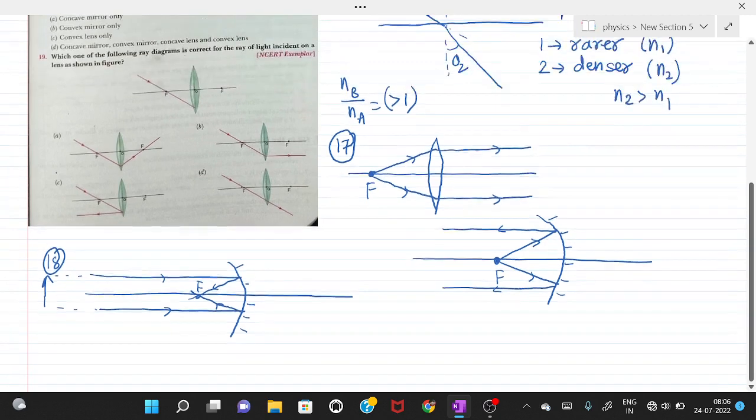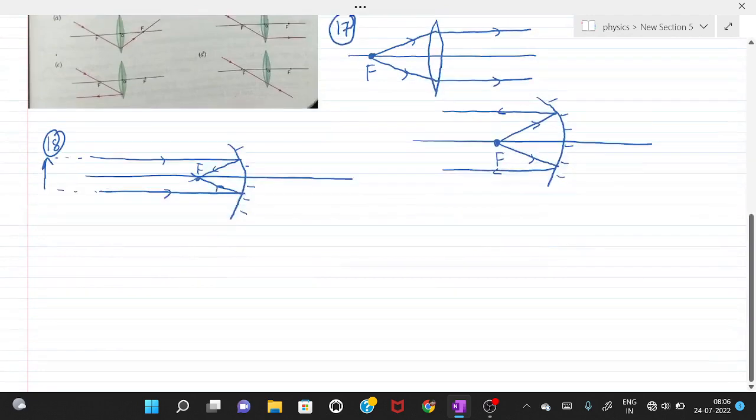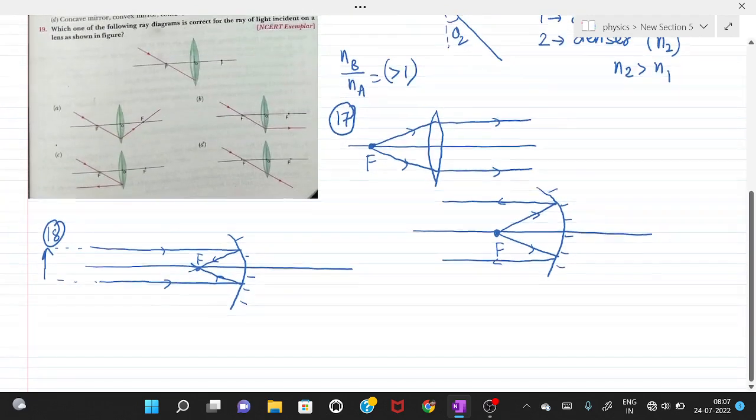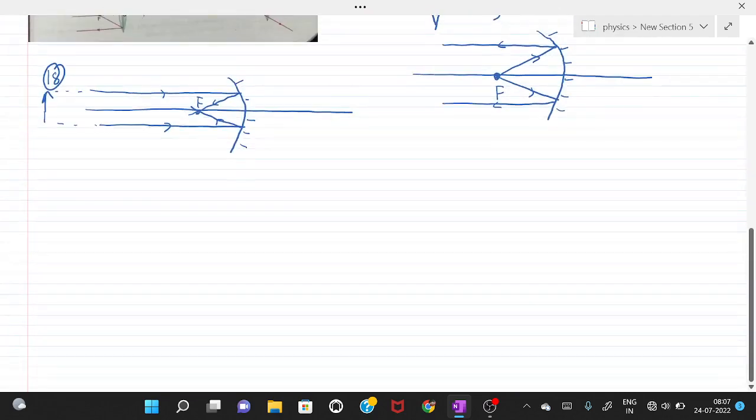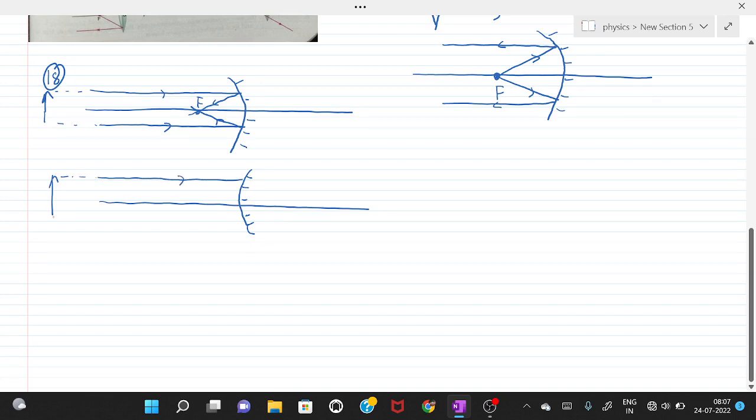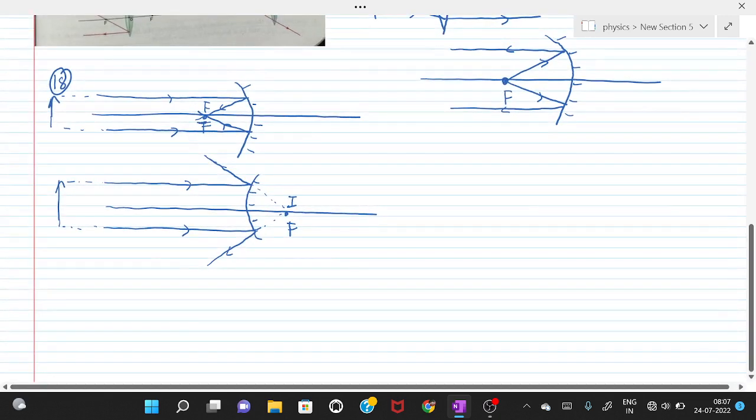Highly diminished and point size image. And if there is a convex mirror, then in this case what will happen? In this case also, if the object is at infinity, the rays will come parallel to the principal axis, and after reflection they will go like this. After reflection, yes or no? After reflection they will diverge. And where is the image? Our image is here, that is at the focus. So the image is at the focus, and it is a highly diminished point size image.